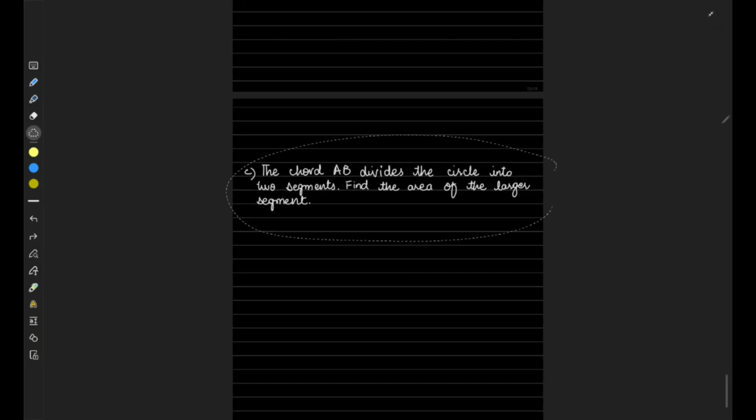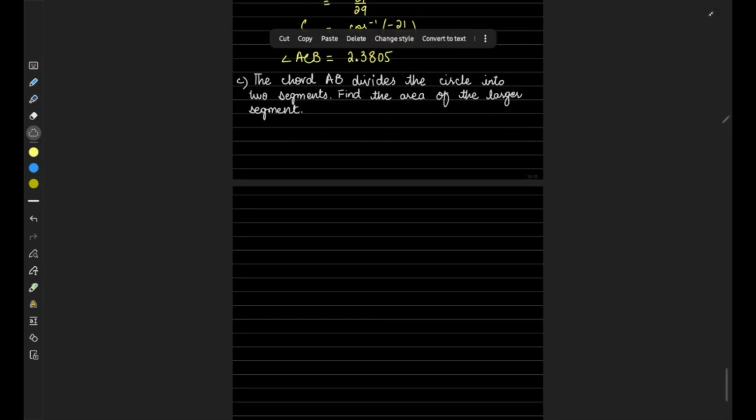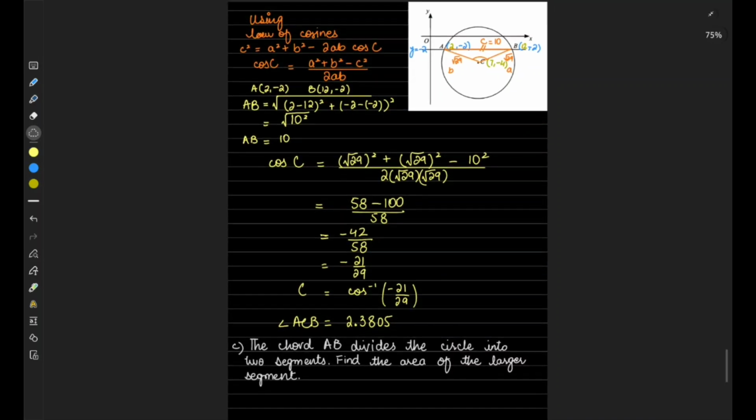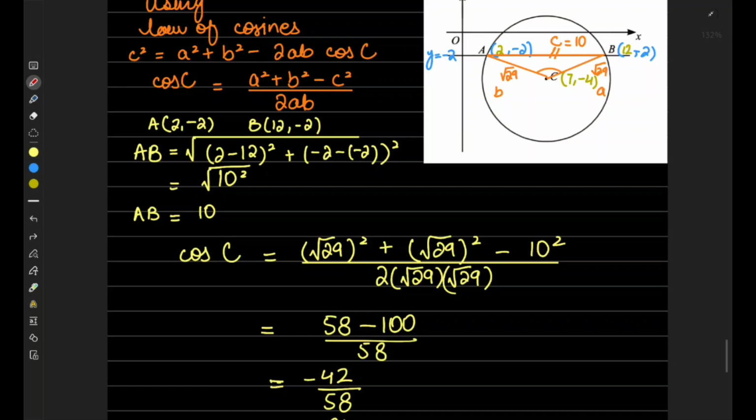Okay, so part C says this chord AB divides the circle. They are referring to this chord. This chord AB divides the circle into two segments, this segment and this segment. Find the area of the larger segment. So what we need to find is the area of this larger segment.